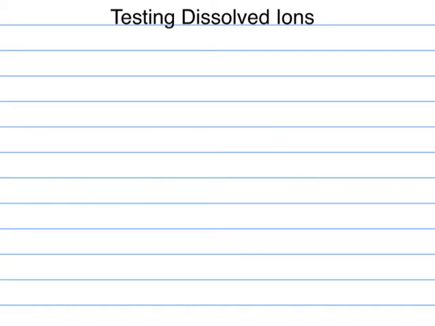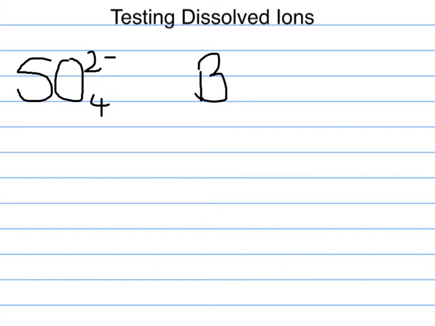So we can actually test for some of the dissolved ions that could be possible pollutants. One of the pollutants could be a sulfate, which is an SO4 2- ion. And what we use for testing for this is normally a barium compound such as barium chloride. Now, barium chloride will react with a sulfate such as sodium sulfate.